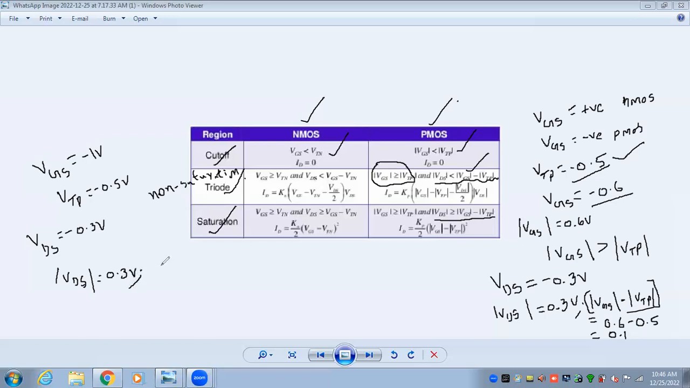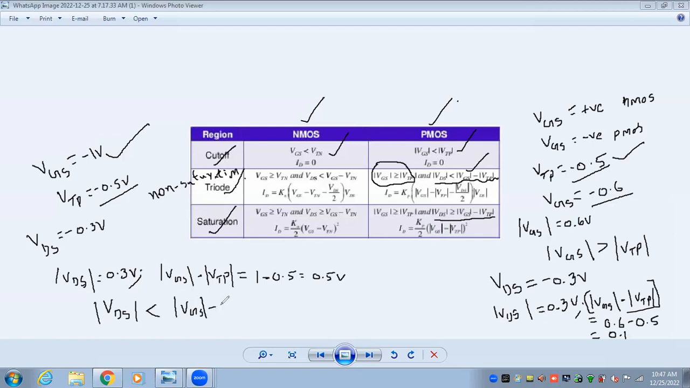Okay, next, mod VGS minus mod VTP. If we take mod VGS minus mod VTP, what we get here is: mod VGS is 1 volt, minus mod VTP. VTP is minus 0.5, so mod VTP is plus 0.5. So here we get 1 minus 0.5, which is 0.5 volts. If you compare the relation here, mod VDS is 0.3, which is less than mod VGS minus mod VTP. So this is the second region of operation, that is the triode region, or non-saturation region, linear region, resistive region.